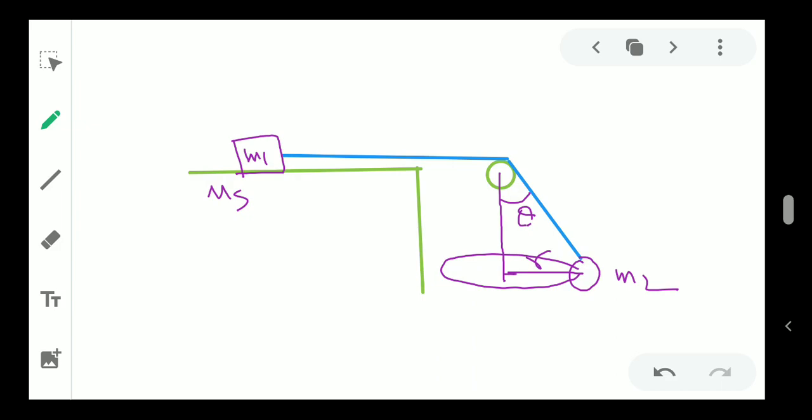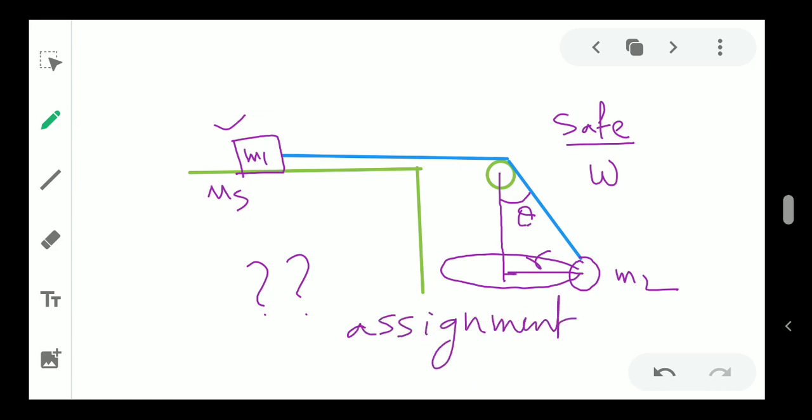So you can now find out, this is moving with some kind of velocity, right? So what is the safe angular velocity so that this mass does not slip away from the table? So this is one assignment for you, and you have to do this. So that is for today, and in our next class we will be talking about this kind of questions. So this is the assignment for you, and tomorrow we'll be discussing this.